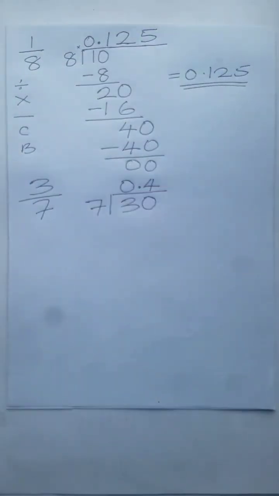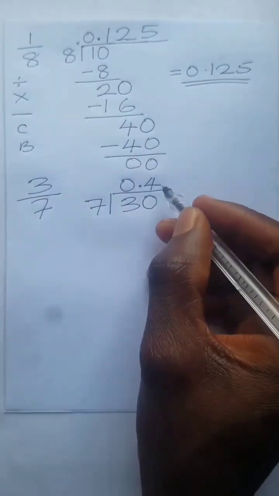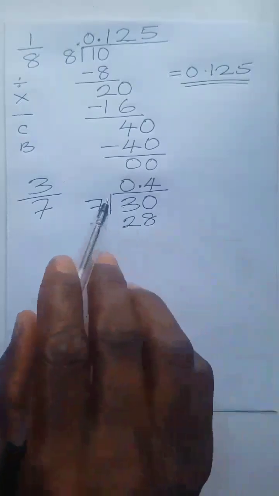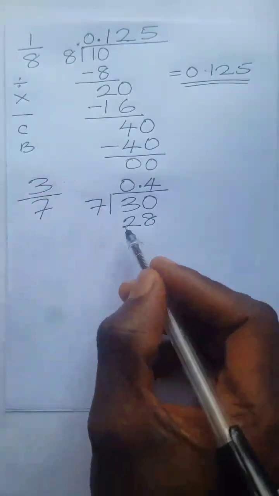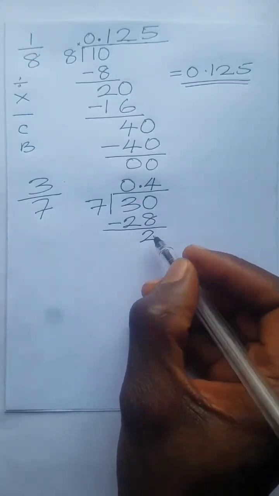Go and watch our video on how to divide, and then you know how to divide numbers very easily using your multiplication table. So we have 4. Now 4 times 7 is 28. The next step is subtraction. We subtract, and then we have 2.